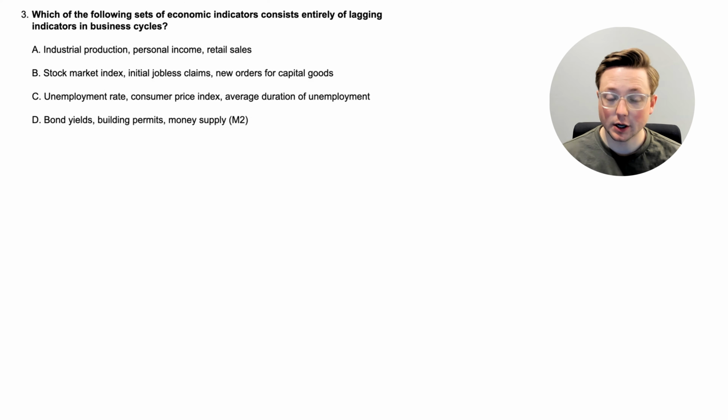Option A, industrial production, personal income, retail sales. Option B, stock market index, initial jobless claims, new orders for capital goods. Option C, unemployment rate, consumer price index, average duration of unemployment. Or D, bond yields, building permits, and money supply, or of course, M2.